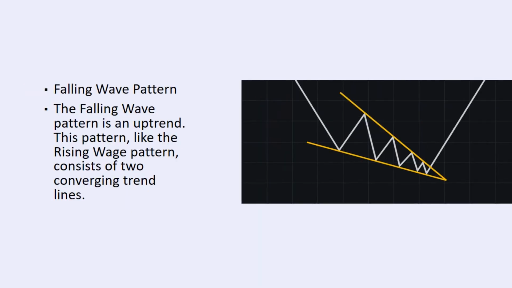Falling wedge pattern. The falling wedge pattern is an uptrend. This pattern, like the rising wedge pattern, consists of two converging trend lines.